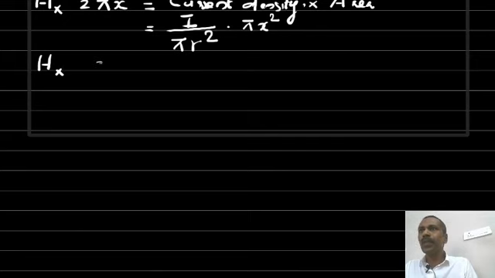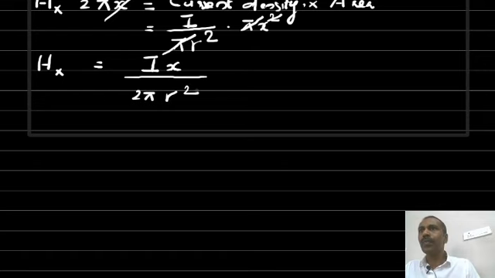Now Hx is equal to, this pi and pi getting cancelled. So this x and this x will be getting cancelled. So this is equal to Ix divided by 2 pi r square.